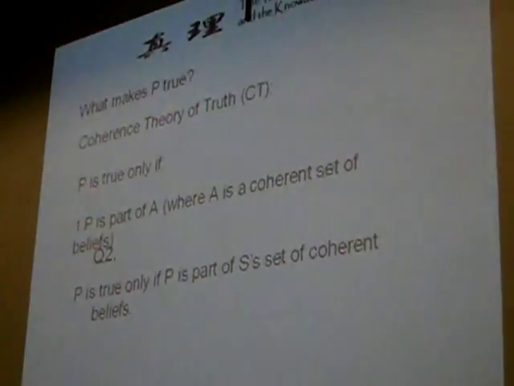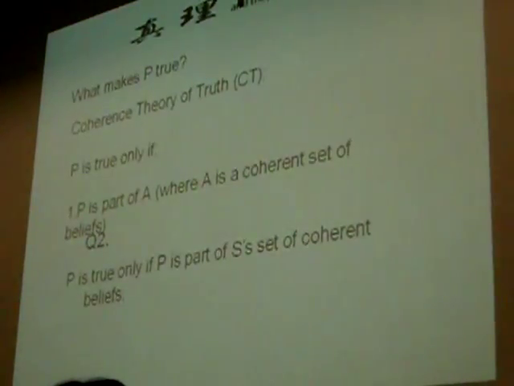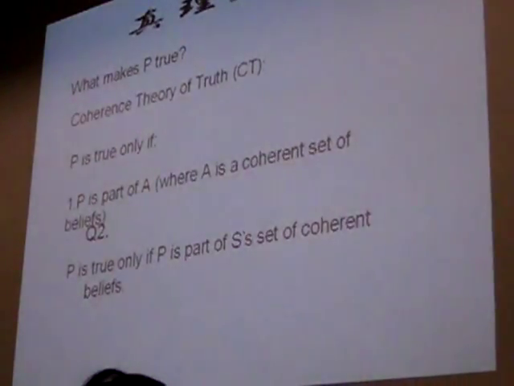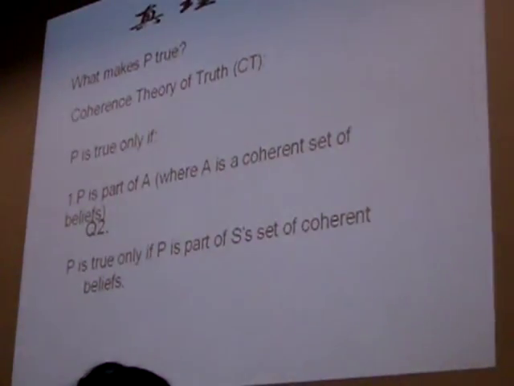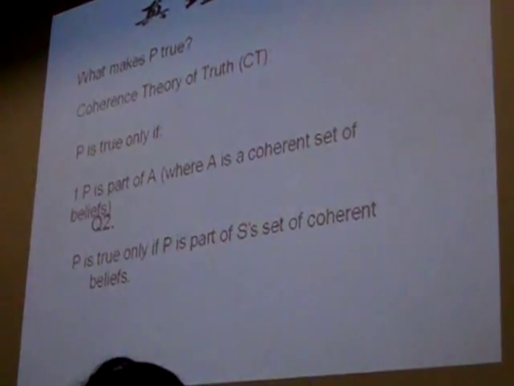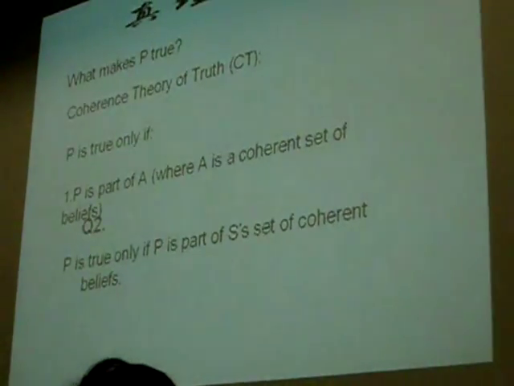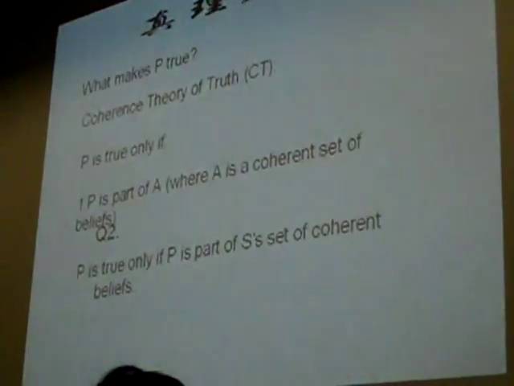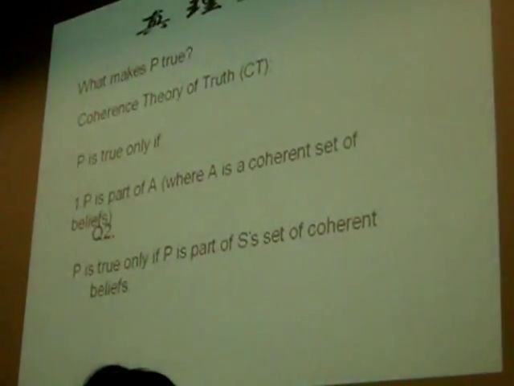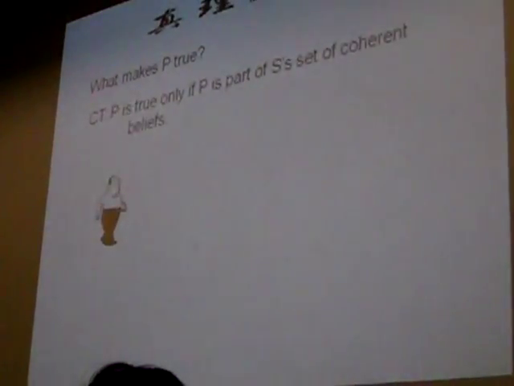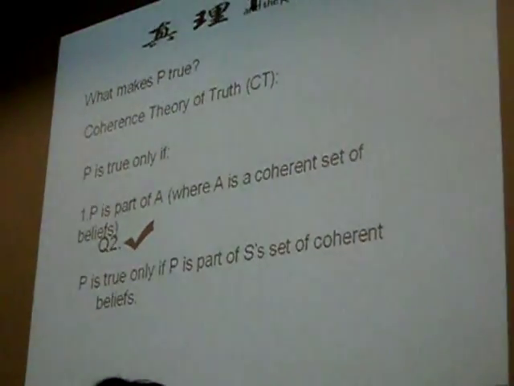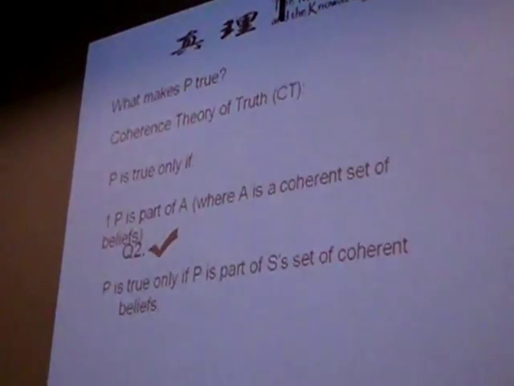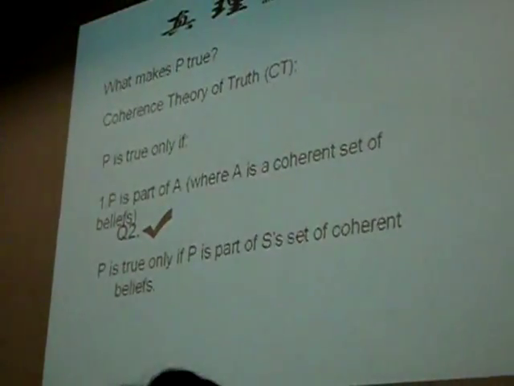Second theory, what makes P true? The same question, Q1: the coherence theory of truth, or C. CPT pa rin. The criterion of C is this: P is true only if P is part of A, where A is a coherent set of beliefs. So it seems that it answers Q2. It seems that it gives us a way by which we could evaluate if the belief that we have is true.